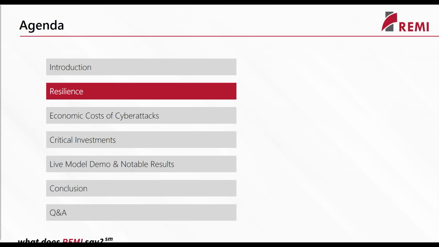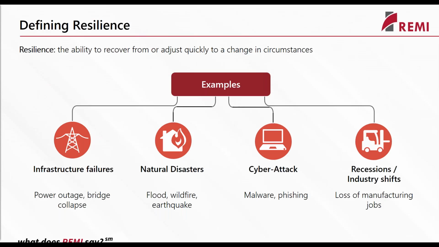So now getting into resilience and how we're going to define that in terms of cyber attacks. Resilience is defined as the ability to recover or adjust to a change in circumstances. We've seen the American economy is resilient in some ways, but not as resilient to other changes. One area that we think may be a weakness for the American economy is cybersecurity, and we're going to explore some potential investments that could put us in a better situation moving forward. Some examples of resilience challenges could be infrastructure failures, natural disasters, cyber attacks, or recession, industry, and labor shifts. Today we will just be specifically focusing on the cyber attack scenario.